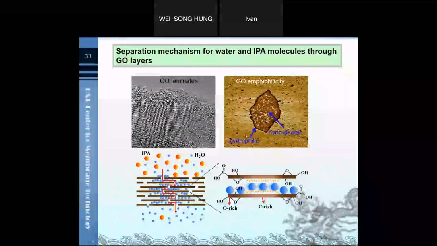It also points out the graphene's highly dynamic structure. In the piece of graphene, the edge is hydrophilic and the center is hydrophobic. So the water molecules will be quickly absorbed at the edge, and also pass through the graphene oxide layer.